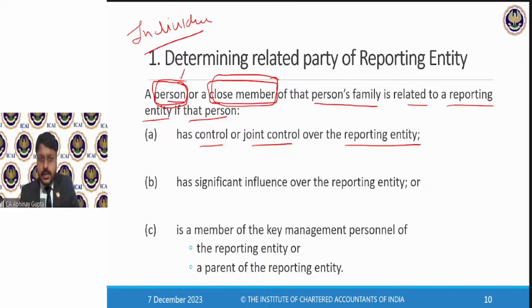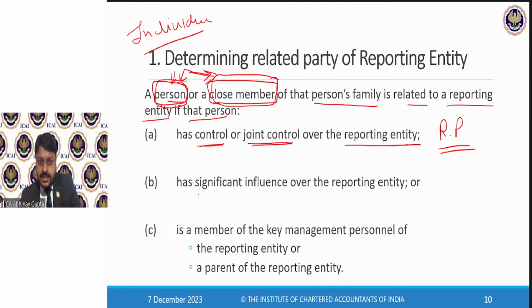If he, along with close family members, controls or jointly controls any reporting entity, then he as well as his close family members will be the related party. Yes or no? Yes. So control or joint control: if I have it over any entity, then I will be the related party.